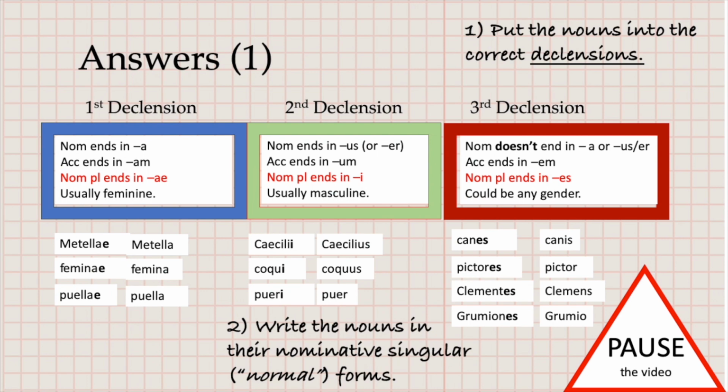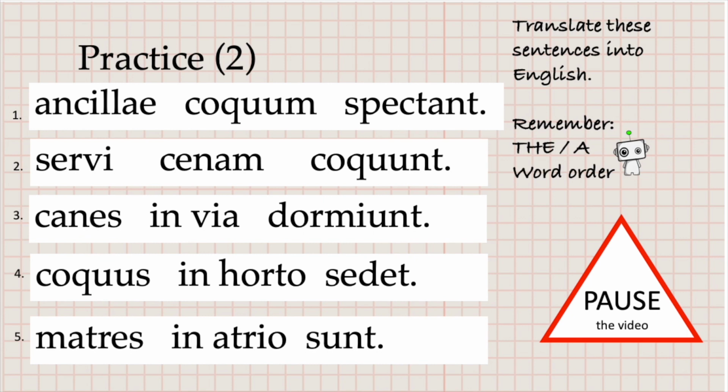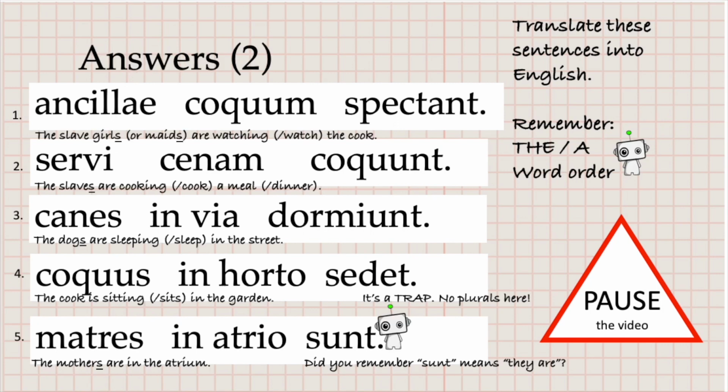Here's a second practice exercise. Translate these sentences into English. Remember to add the or a if they need it. Remember your word order, and look out for the plurals. Pause the video again. Okay, here are your answers. So the first one, Ancillae coquum spectant, the slave girls or maids are watching the cook. Number 2, servi cenam coquunt, the slaves are cooking a meal. Number 3, canes in via dormiunt, the dogs are sleeping in the street.